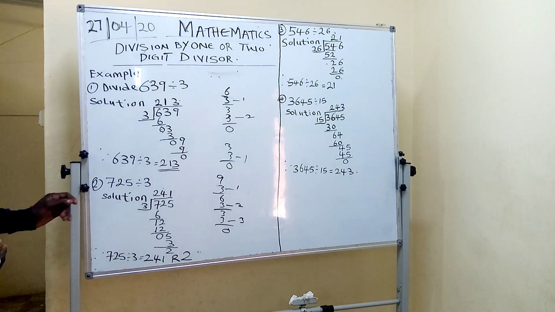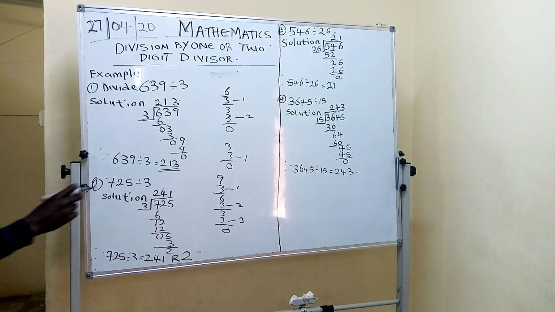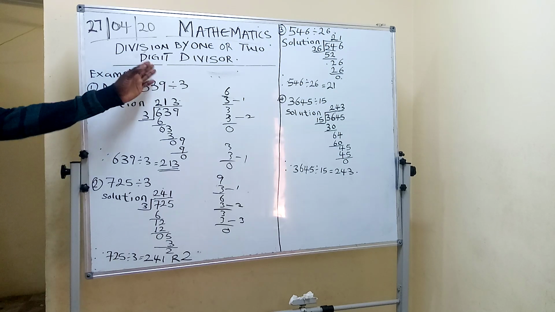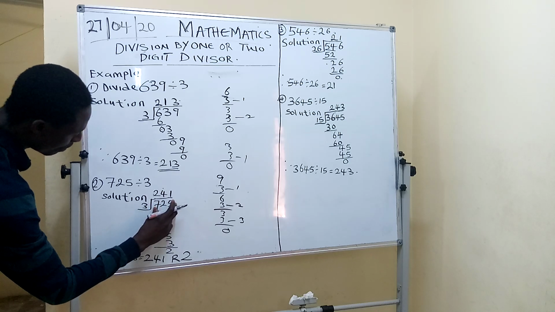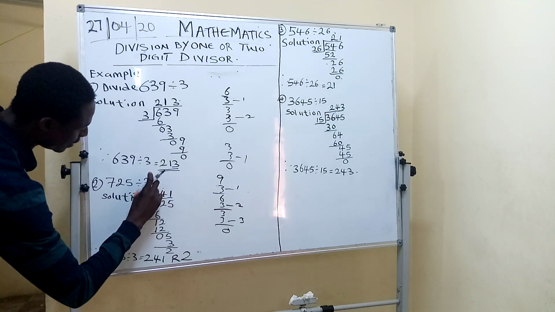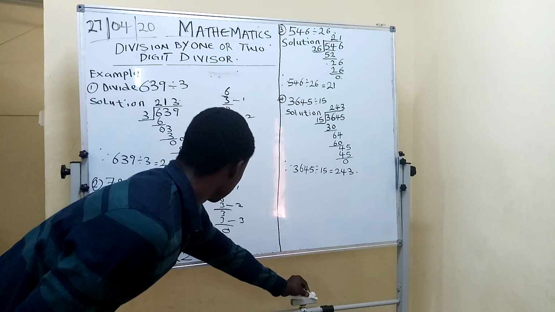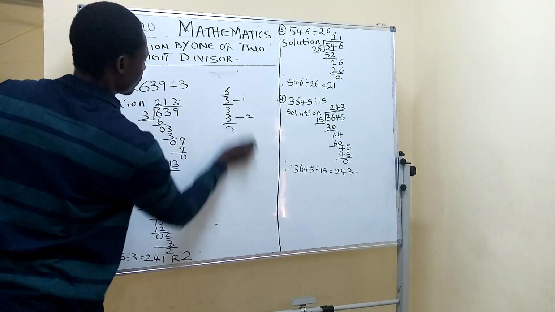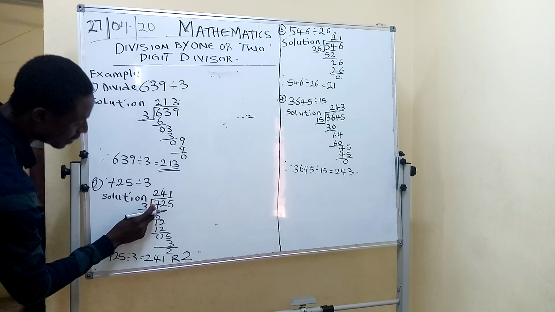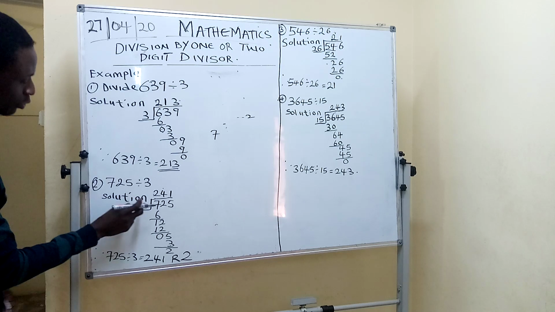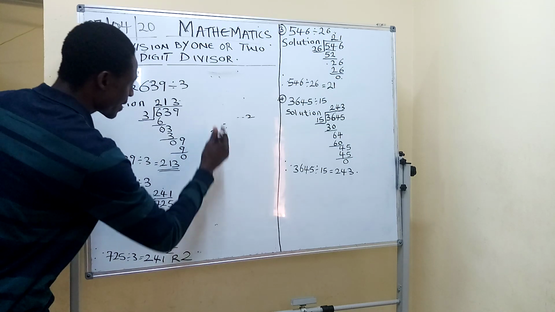So let's move to question number 2, which is 725 divided by 3. We follow the same steps by writing the biggest number inside the box and putting our 1-digit number, which is 3, beside the box. Now you take the number 7. I said you take it one by one. The first number to pick here is 7. And you ask, how many 3s in 7?